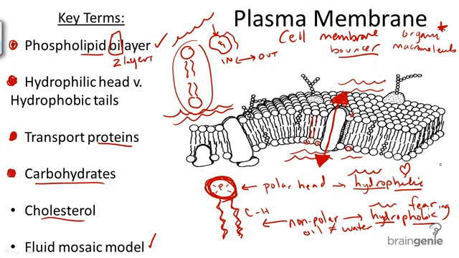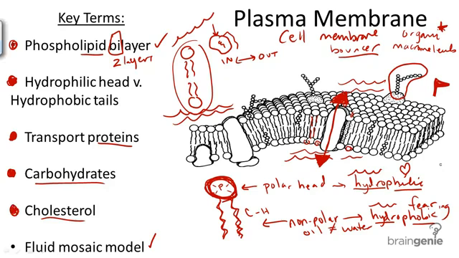Carbohydrates are these chains of simple sugars that sort of flag other cells. They serve as a major point of intercellular communication, of talking with other cells so that they can work together.